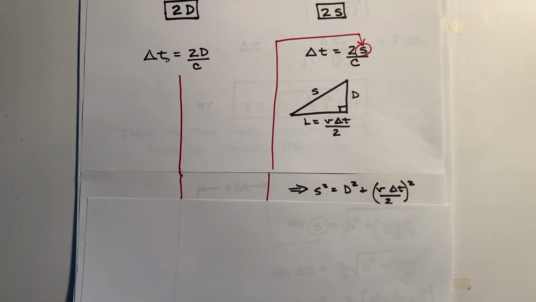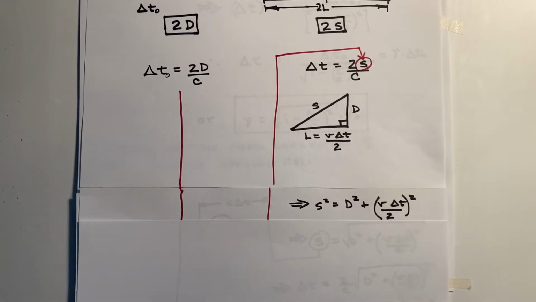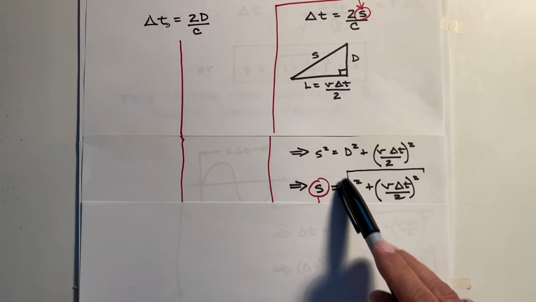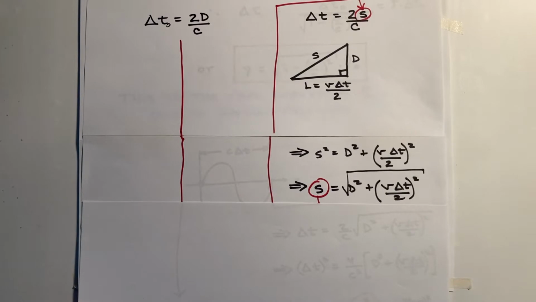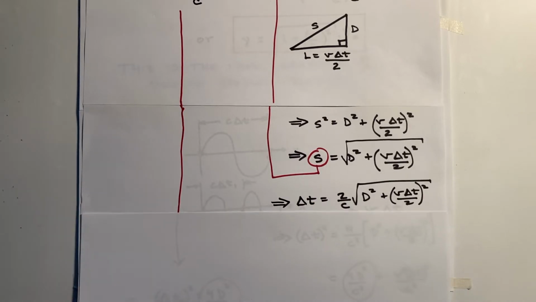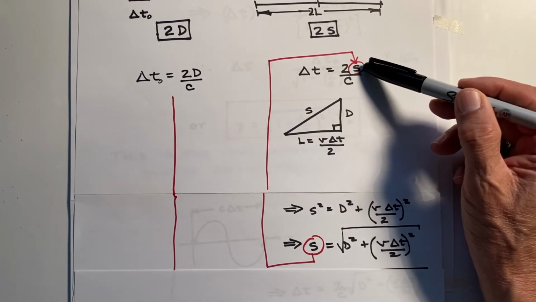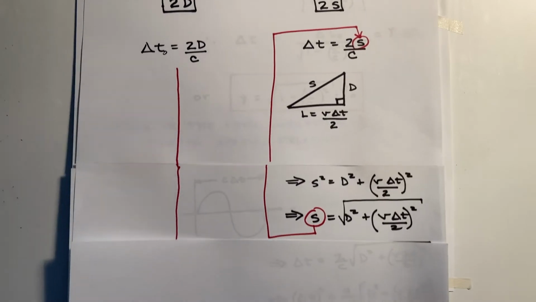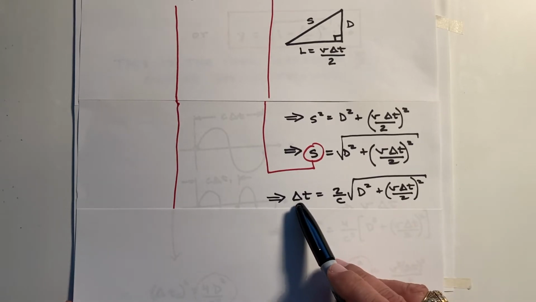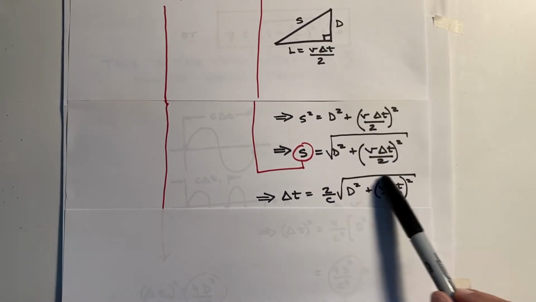Keeping on, we apply the Pythagorean theorem to this triangle. The hypotenuse squared equals the two sides squared summed together. Once we take square roots, S equals the square root of that term, and remember, this is that l term squared. Putting S into the equation we started out with for the change in time, we can express this in terms of time. So S comes in as delta t equals 2 over c, which comes from up here, times the square root term.